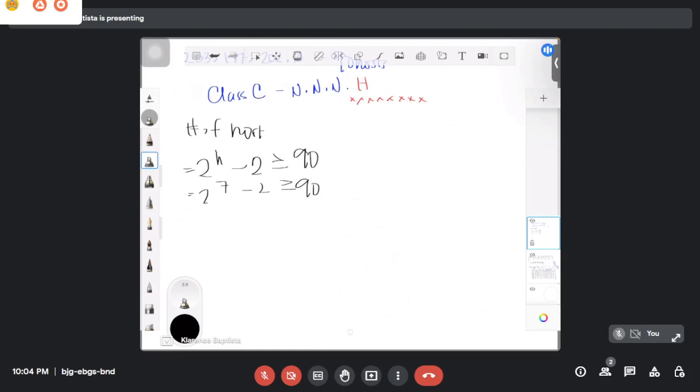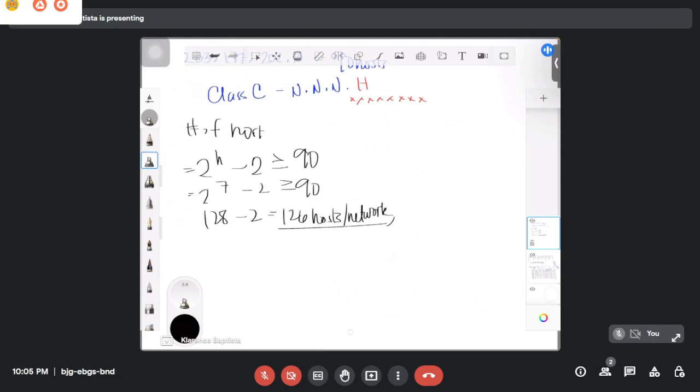So 2 raised to 7 is 128, minus 2 is greater than or equal to 90. Dahil meron na tayo 90, or 128 minus 2 is equals to 126 na hosts per network. Ngayon, define na po yung ating 126 hosts per network.